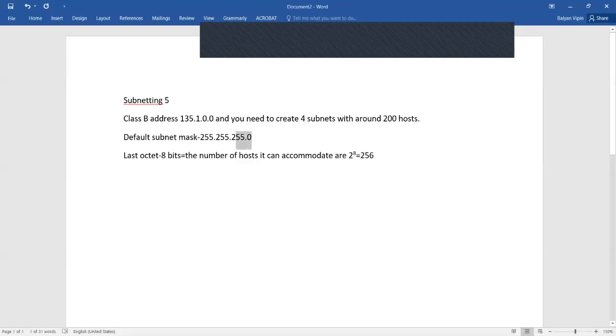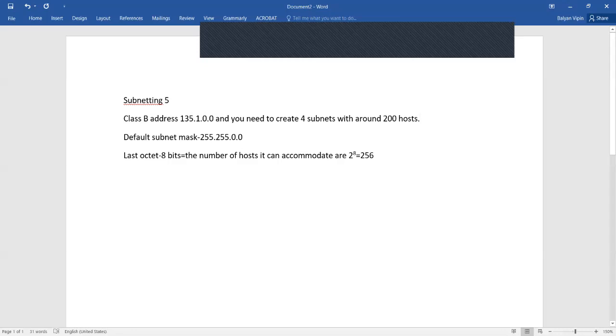So the default subnet mask here is this. You can see that you have 16 bits which can be used for subnetting or hosts. So the best way to use them is that we can use 8 bits for subnetting and 8 bits for hosts. Why? Because 200 hosts means 2 raised to the power 8.